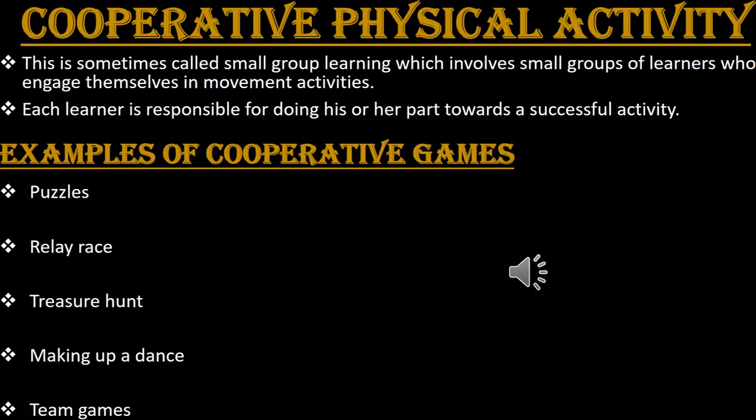At times, learners can be grouped according to letters of the alphabet. Let's say group A, group B, group C. Or let's say group 1, group 2, group 3. And then you engage yourselves in activities.